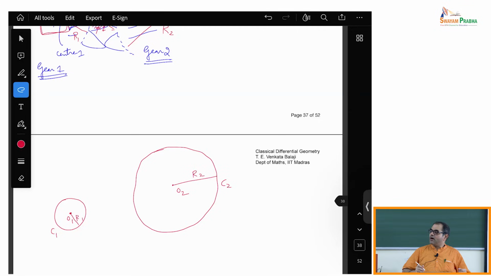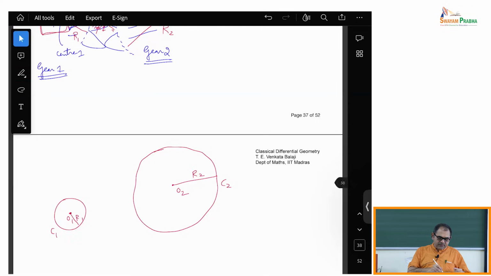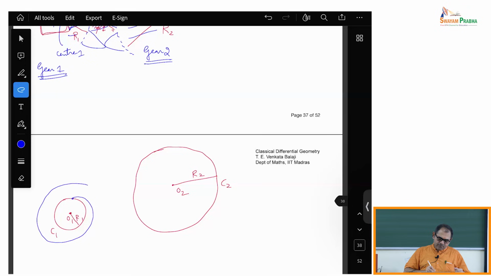Now what you do is that you take involutes. So for the first circle, suppose I take a point here, and then if I draw an involute, what I will get is something like a spiral. And then similarly, for the second circle, you draw the involute, taking say a point here. So let me draw something here.